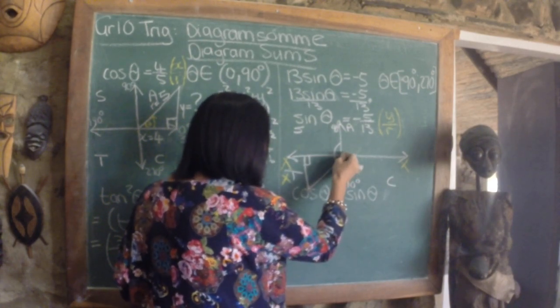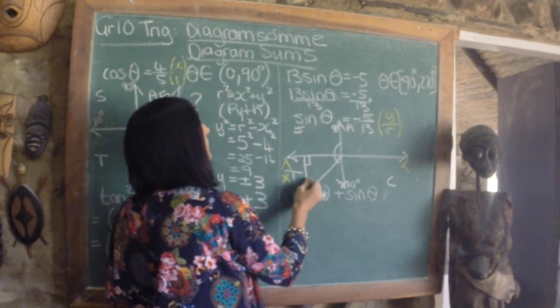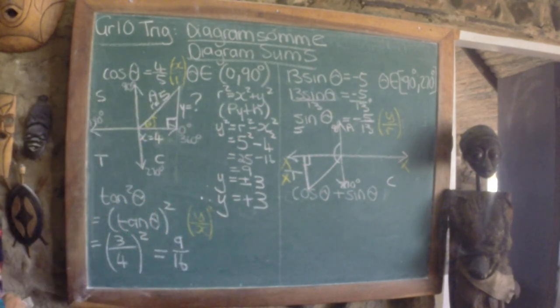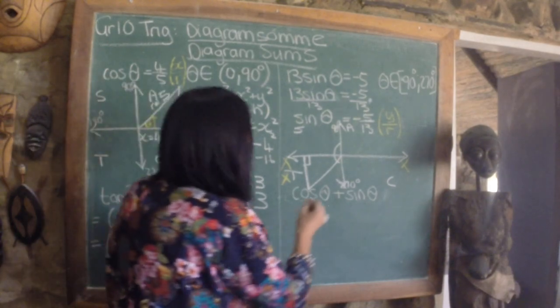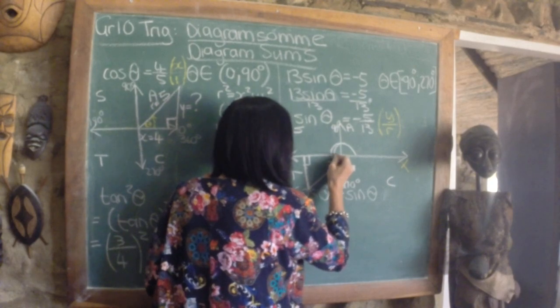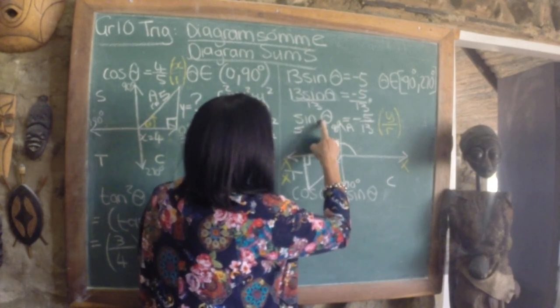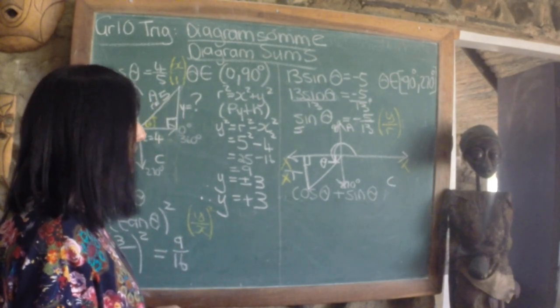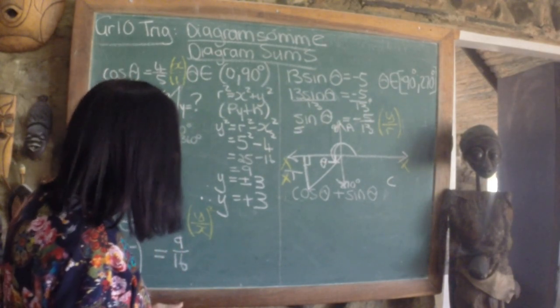Kyk hoe teken juffrou? Teken my R en ek vat hom X as. Baie belangrik. So when you draw in your angle, you draw it in from 0 degrees. Kyk hoe teken juffrou my hoek. Sien julle? Daar teken hom op en sy naam is theta. Skryf hom daar. Kyk.